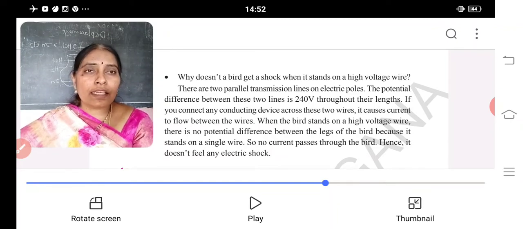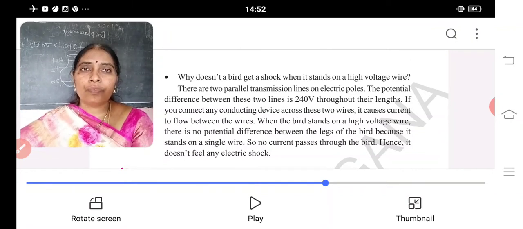But a bird stands on a high voltage wire. There is no potential difference between the legs of the bird because it stands on only a single wire. So the bird does not get a shock. Hence it does not feel an electric shock even though it stands on a wire.